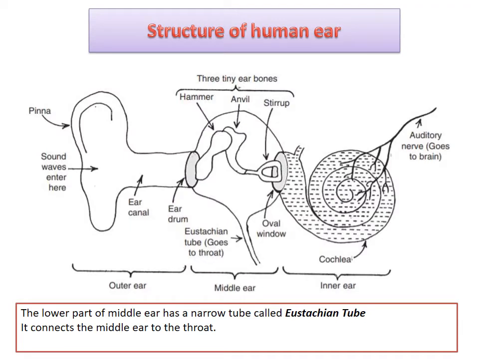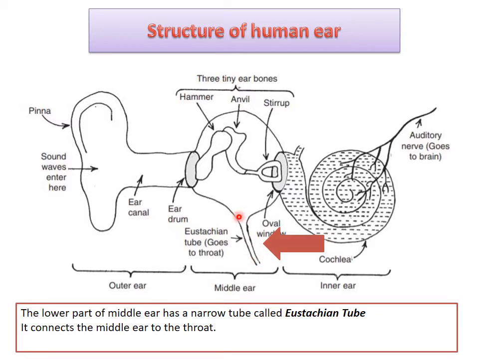Starting with the structure, the human ear is basically divided into three parts. As we can see in the image, the first part is called the outer ear, the second part is called the middle ear, and the third part is called the inner ear. Each part has its own functions that help in sending the signals of sound waves from the surroundings to the brain.